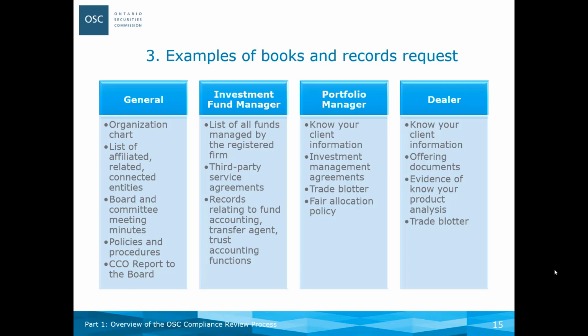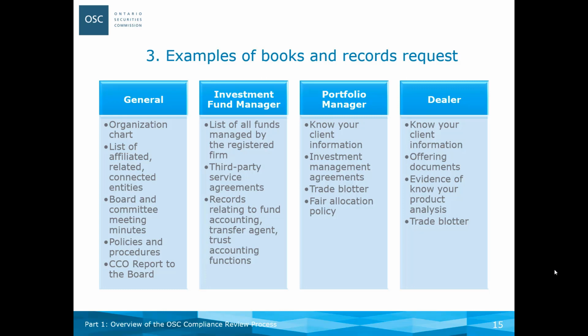So once we have confirmed the start date with you, step 3 is to send a list of books and records that the firm should have ready for us to examine by the opening interview. This books and records request will be based on the firm's registration category or categories, and we will tailor our request based on the scope of our review. So on the screen are some examples of some of the records that we may request from you.